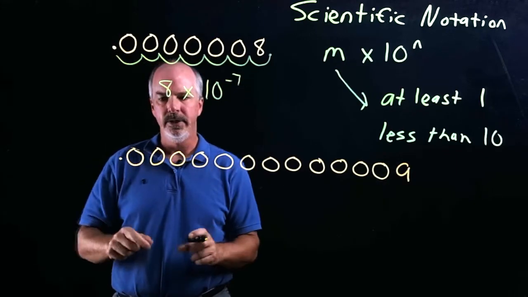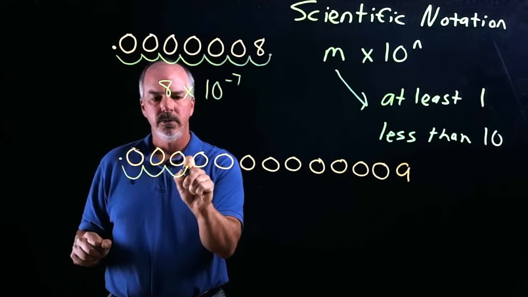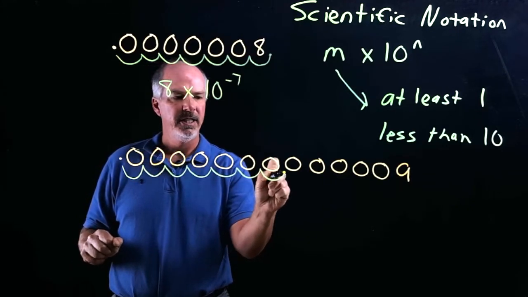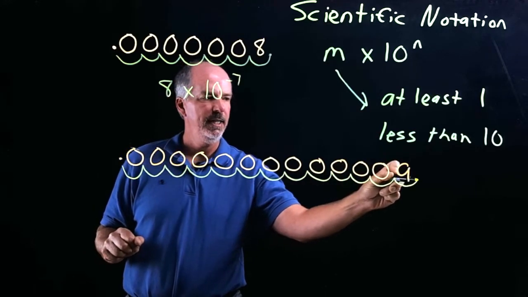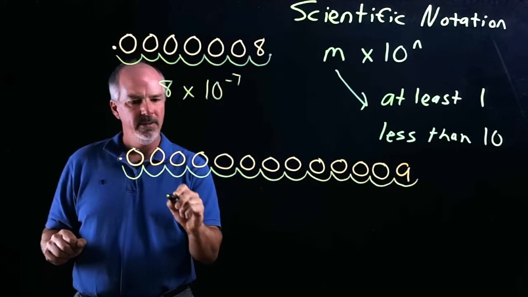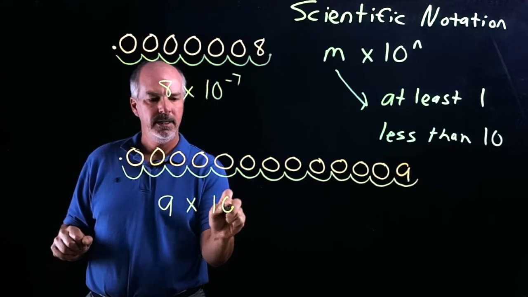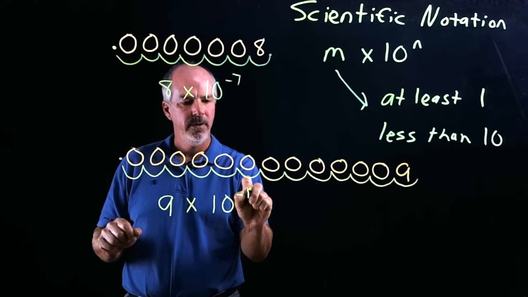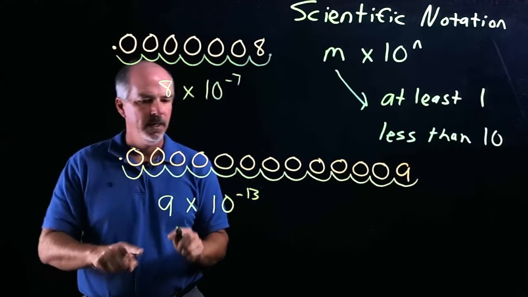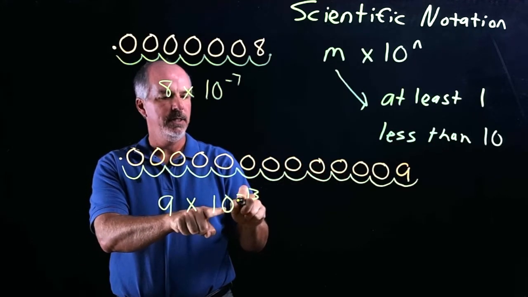Okay, got that 9 on there. All right, so let's go 1, 2, 3, 4, 5, 6, 7, 8, 9, 10, 11, 12, 13. So now it's going to become a 9 times 10. And again, if we're moving the opposite to the right, it's going to be 10 to the negative 13. Okay? At least one less than 10, times 10 to a power.